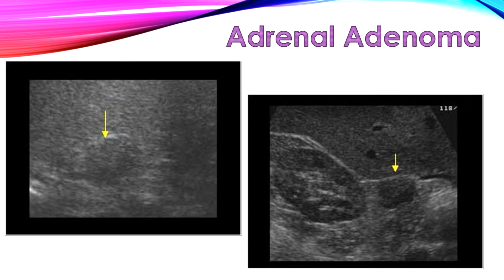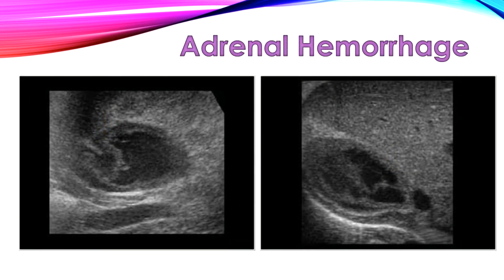Here are a few images of adrenal adenomas. They are generally less than 3 centimeters in size. Sonographically, they appear as small, homogeneous, hypoechoic masses with well-defined borders and have no substantial vascularity.